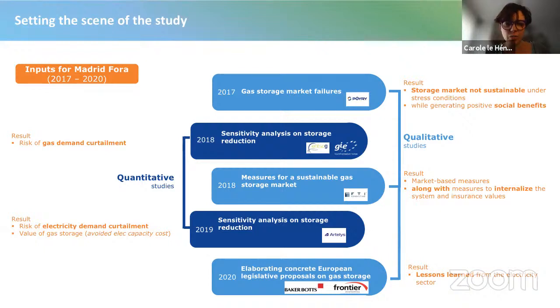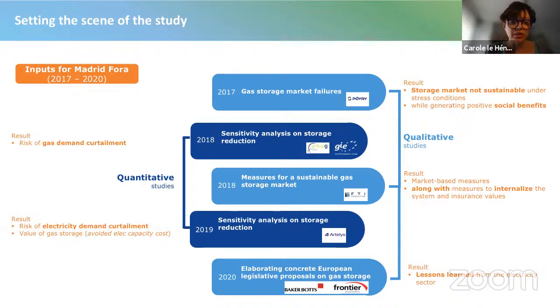I will start with this slide where I'm going to explain all the studies that have been carried out within GIE over these last few years. I will try to do it very quickly. So on the left hand side, you can see the quantitative studies that have been carried out by GIE. And we have tried to make some sensitivity analysis on gas storage reduction to show exactly what could be the avoided cost in the system, for example, or in terms of insurance, because the challenge with storage is that we are talking about externalities, and these externalities are not easy to calculate. So we have to do this kind of sensitivity analysis to internalize this value a little, but it is not easy to capture.